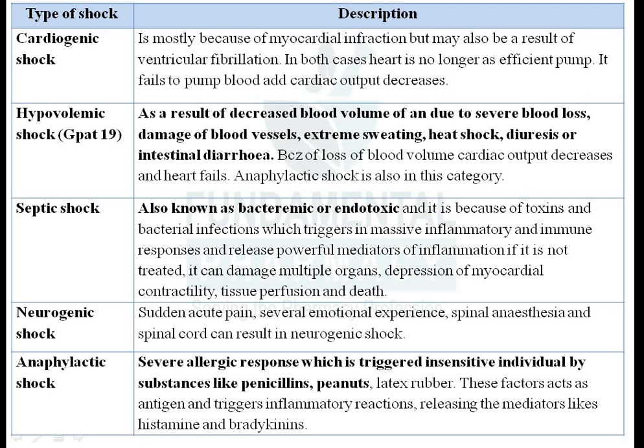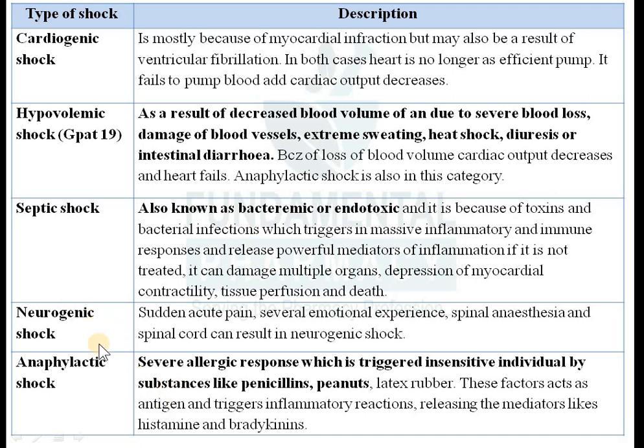Because of the toxins and bacterial infection, it will trigger massive inflammatory and immune responses, and it will release powerful mediators of pain and inflammation. If it is not treated, it can damage multiple organs. Then it will depress your myocardial contractility and tissue perfusion rate, and you will have to face death. So that is nothing but the septic shock, due to bacterial infection or bacterial endotoxin. Remember, ये एक बार नाइपर में भी पूछा था, I think, septic shock.